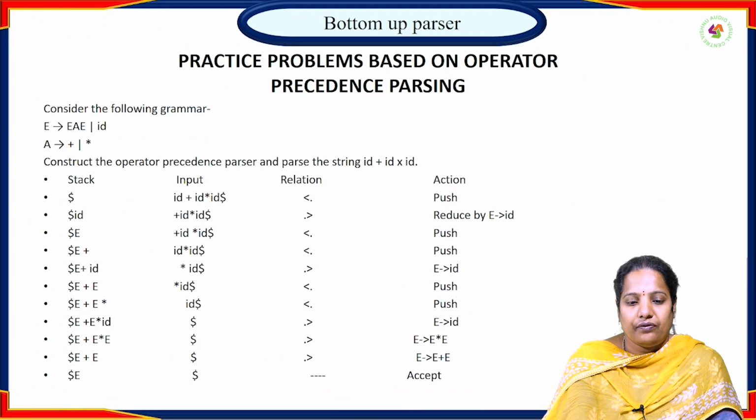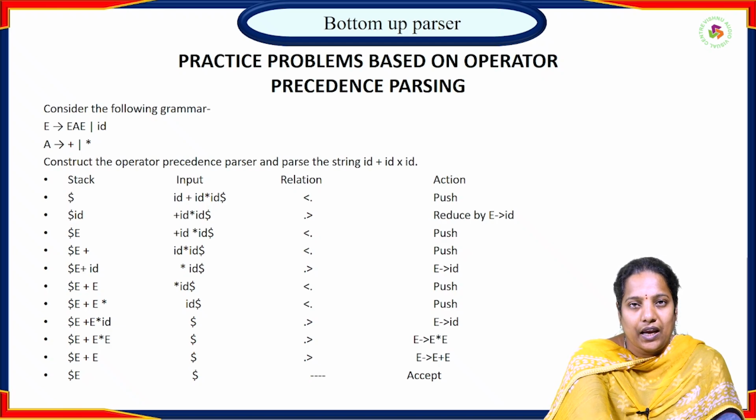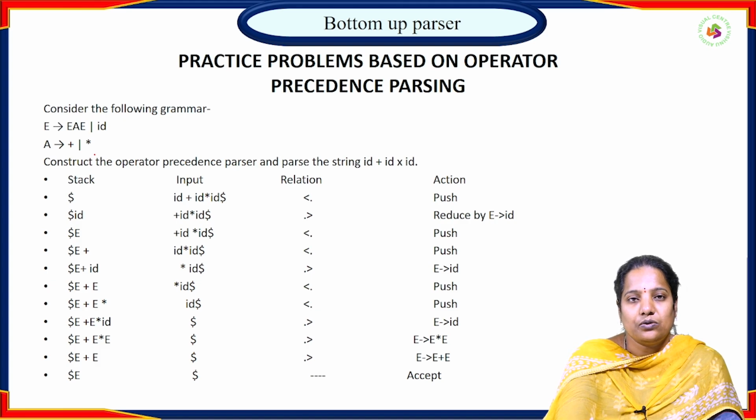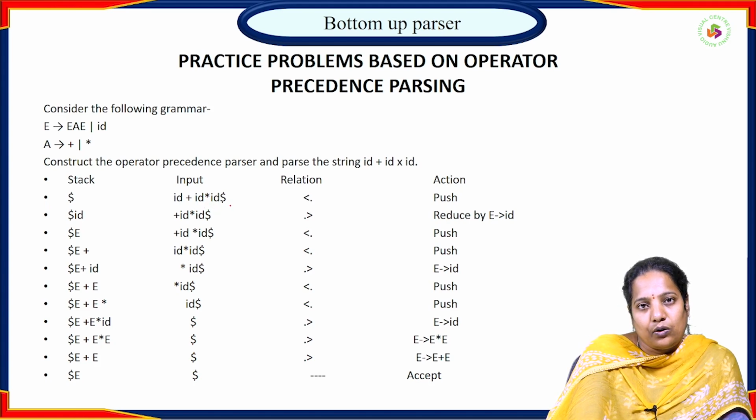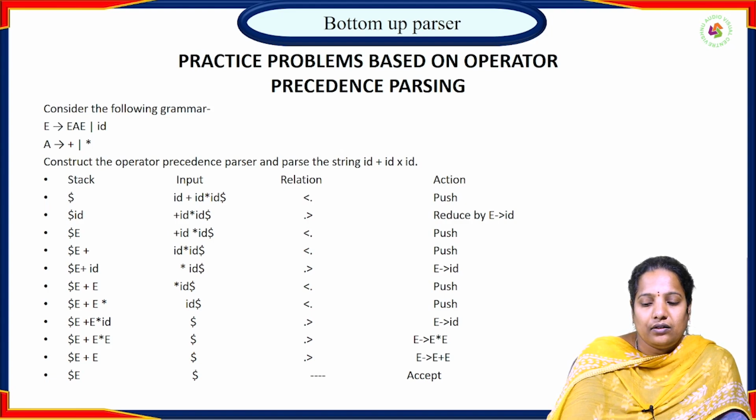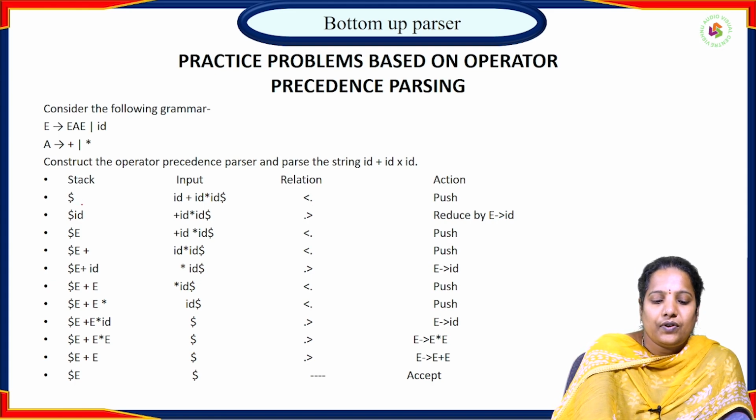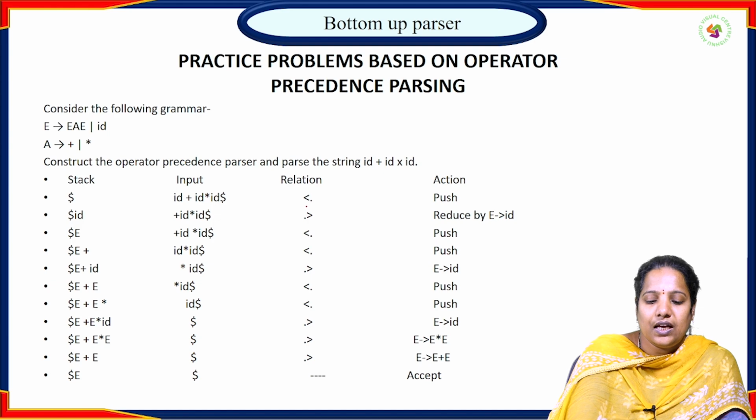And whenever you have a grammar like E → EAE | ID and our operator symbols are plus or star, then we need to construct an operator precedence parser by using our shift reduce parser. By default we take the stack as dollar. We don't have any symbols inside the stack, and your input is ID + ID * ID followed by dollar to indicate the end of your input. And we need to define the action depending upon the relation. If the relation of the top of the stack with the current input symbol is less than, that is indicated by the less than symbol followed by a dot.